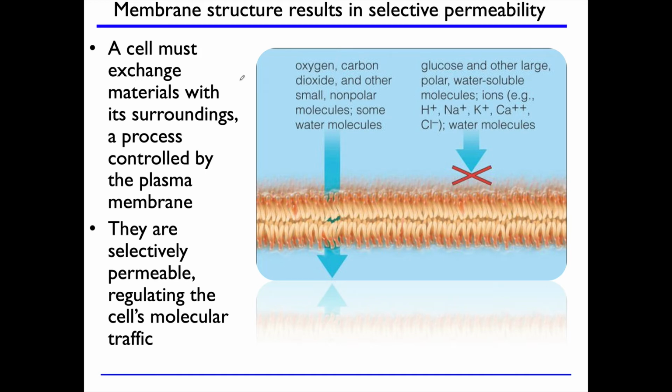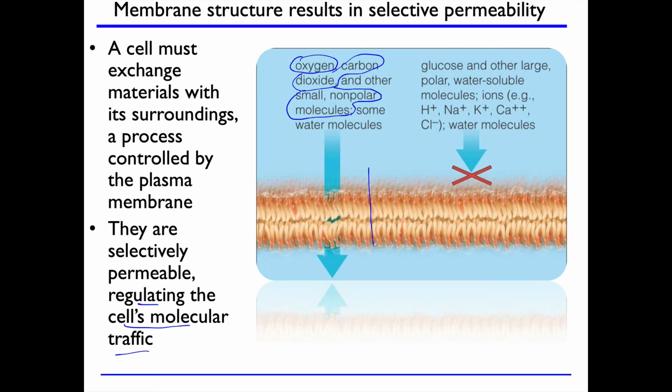Now, there's no doubt about it, cells must exchange materials with their surroundings. They're just like you and me. The fact that we have to obviously take in nutrients and we have to get rid of waste. Cells have to do the same thing, and that's controlled by the plasma membrane. They regulate the cell's molecular traffic. Now, let's take a look at some things that have a green light to get in the cell with very little problem. Oxygen, carbon dioxide, small nonpolar molecules, okay?